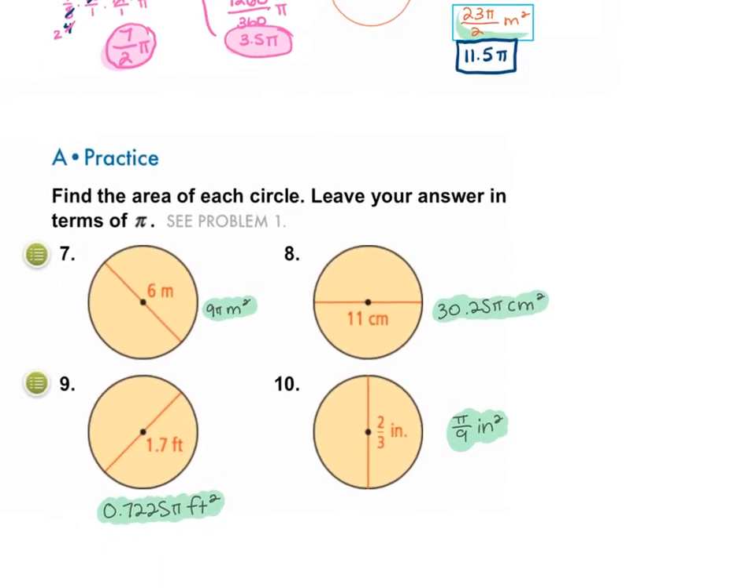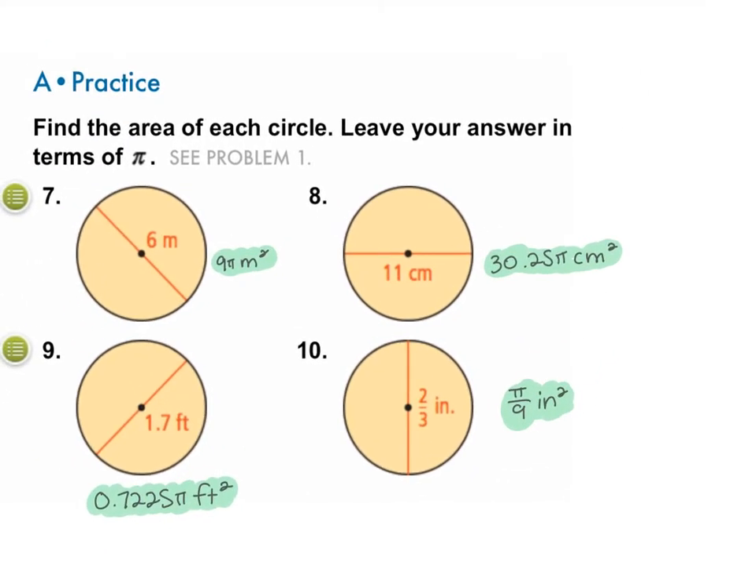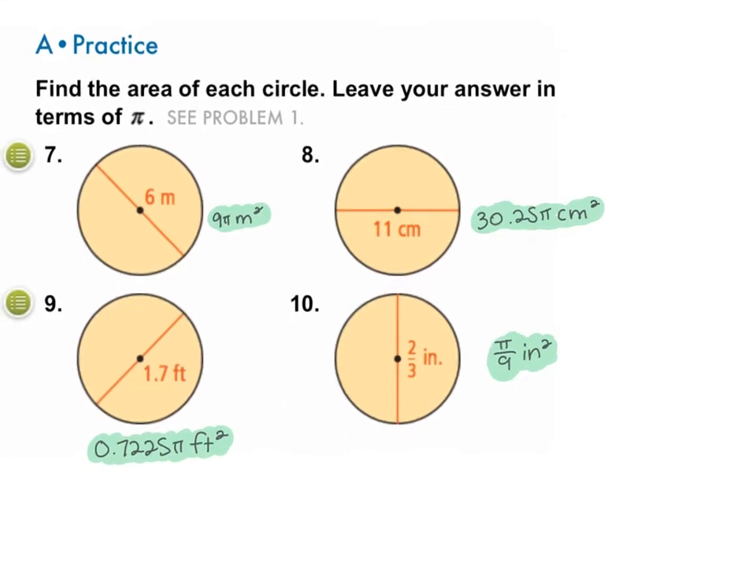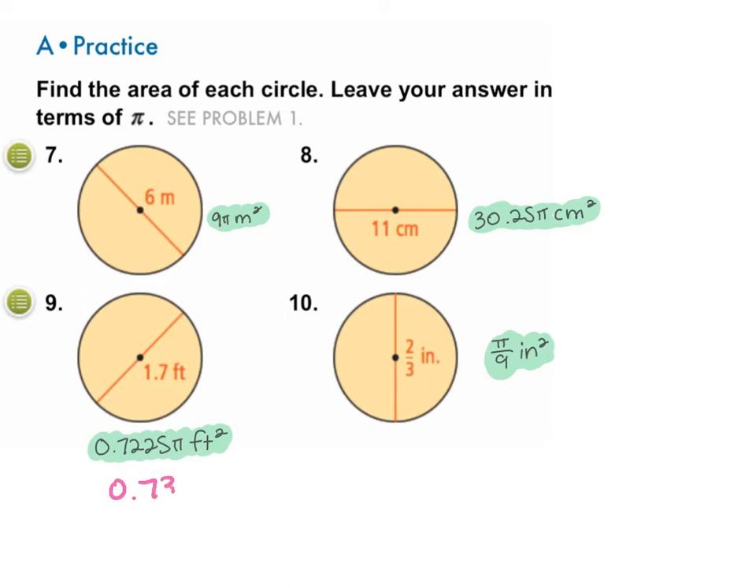Okay, then the bottom came your area. So number 7 was 9 pi meters squared. Number 8, 30.25 pi centimeters squared. Number 9, 0.7225 pi. If you rounded that, that's okay. Like if you wrote it as 0.73 pi, that's okay too. If this was like a quiz, I'll tell you what to round to. Probably 2 decimal places, but it'll tell you what to round to. And then number 10 is pi over 9 inches squared.